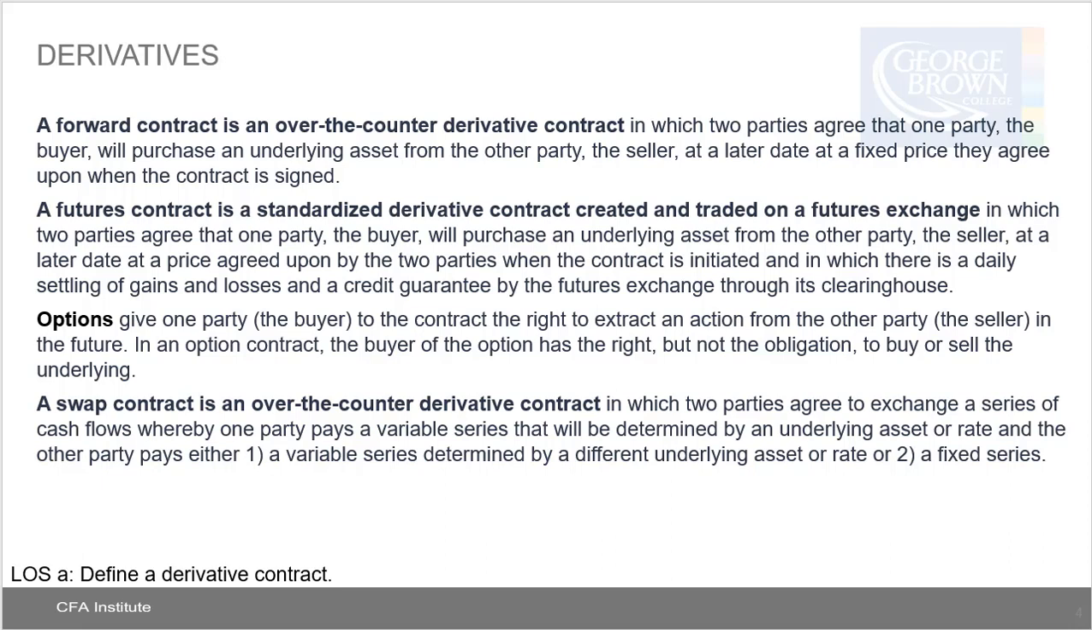Options give one party, the buyer, to the contract the right to extract an action from the other party, the seller, in the future, okay? In an option contract, the buyer of the option has the right, but not the obligation, to buy or sell the underlying. Finally, a swap contract is an over-the-counter derivative contract in which two parties agree to exchange a series of cash flows whereby one party pays a variable series that will be determined by an underlying asset or rate, and the other party pays either 1, a variable series determined by a different underlying asset or rate, or 2, a fixed series.